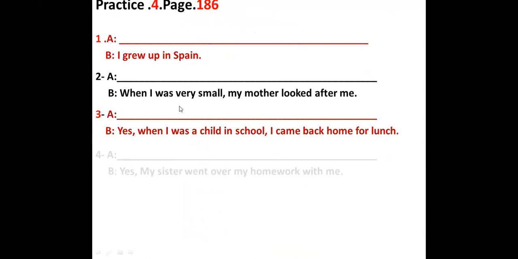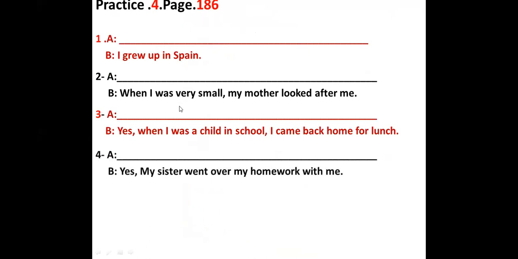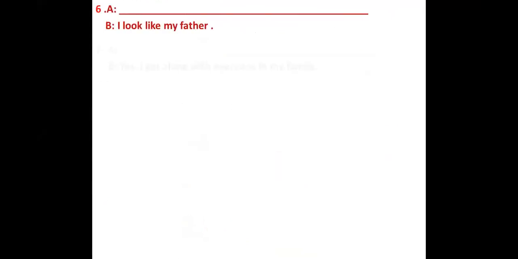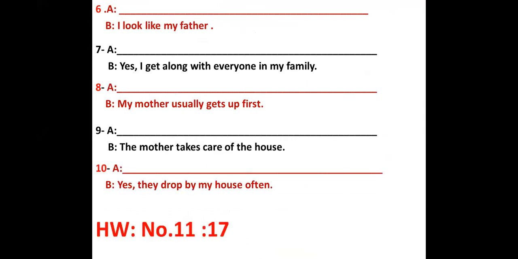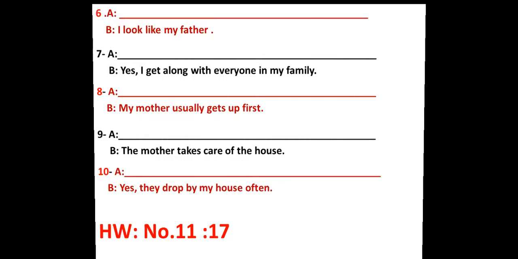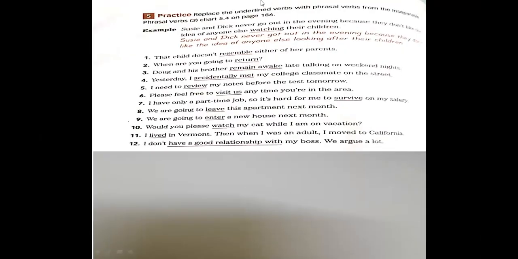We'll stop for this practice, and from number 11 to number 17 will be your homework. Now we are going to move together for practice 5. Okay, are you ready? Yes, but Mr., we didn't write. For the answer key, I show you, okay, to be able to write. But give me the chance to complete the lesson at first, okay? It's very important, okay? As we know, the answer key will be sent on the WhatsApp group till the website starts to work. Now, practice 5.